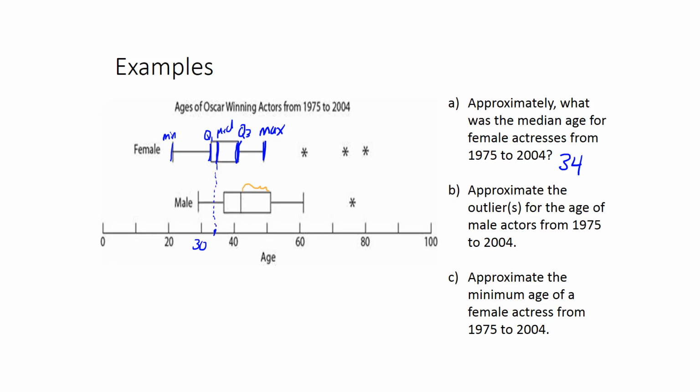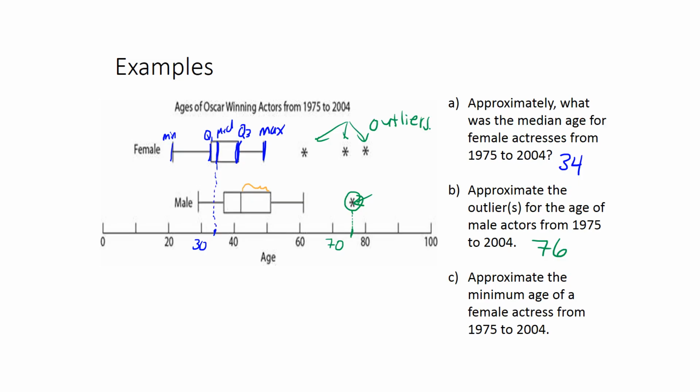Part B says approximate the outliers for the age of male actors. There's one asterisk. Remember that these are all outliers, but we are only interested in the male, so this is the only outlier, which looks like 76. Maybe this is 70. It looks like a little more than half. Let's go with 76, somewhere right around there. If you have 75 through 77, that seems pretty reasonable.